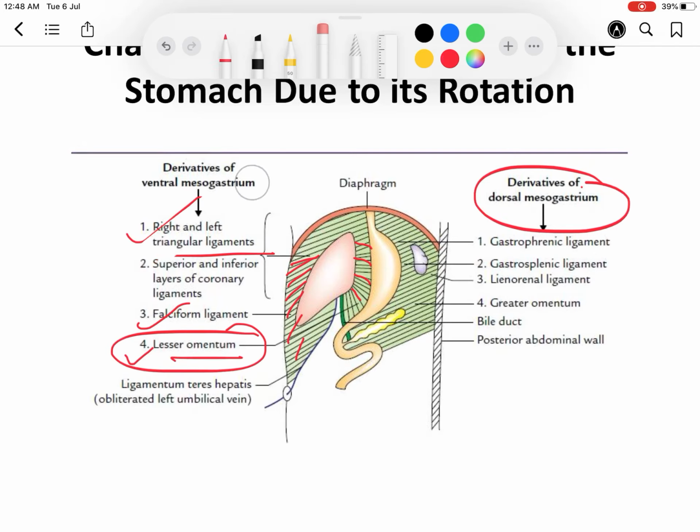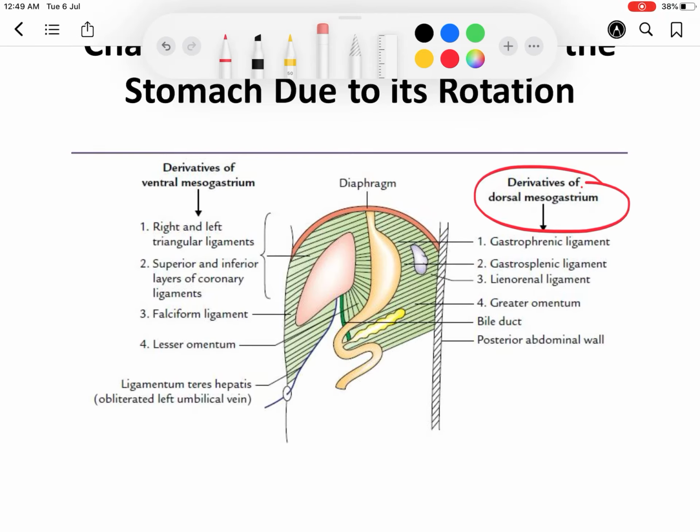So the ventral mesogastrium has been divided into two parts by the developing liver, anterior to it and posterior to it. Anterior to the liver, or between the anterior abdominal wall and liver, formation of the triangular ligament, coronary ligament and falciform ligament occurs, and behind the liver, or between the liver and stomach, formation of the lesser omentum occurs.